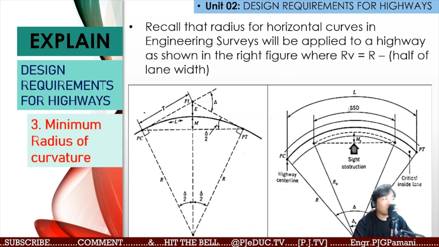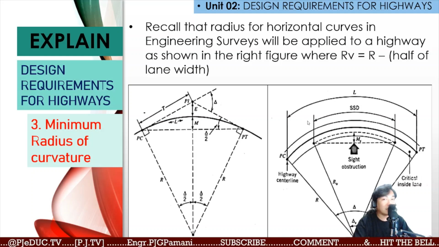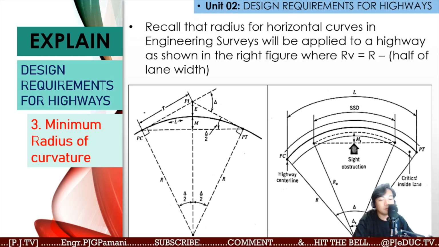Then half of that will be the basis on our SSD as shown in the given figure. Okay? So for instance, ito yung ating highway, center line, your back tangent and your forward tangent, the critical section. So SSD is identified here. Then site obstruction, RV. Ito ngayon yung radius on the SSD design.